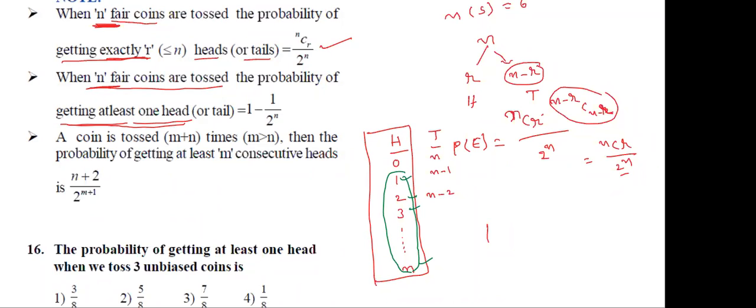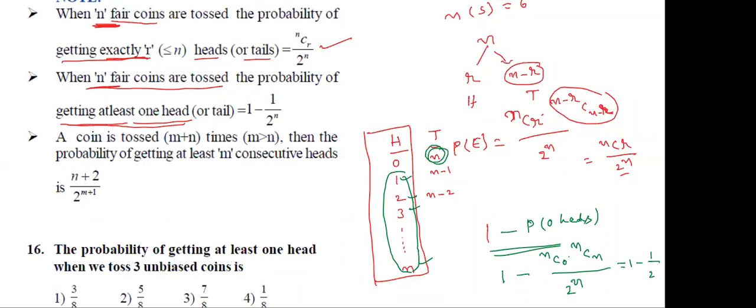What is that? Total probability minus the probability of getting 0 heads. This method is very easy. Probability of getting 0 heads means all tails only. So you will get the answer 1 minus nC0, 0 heads, 0 heads means all results tails only, divided by total sample points n of S, 2 power n. nC0 means 1, nCn also 1. Overall, this is 1 minus 1 by 2 power n.